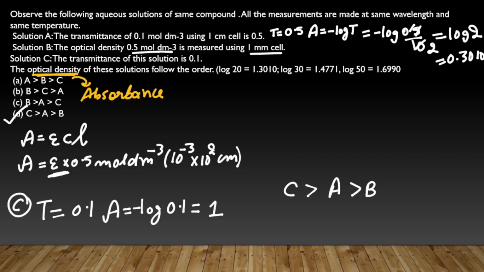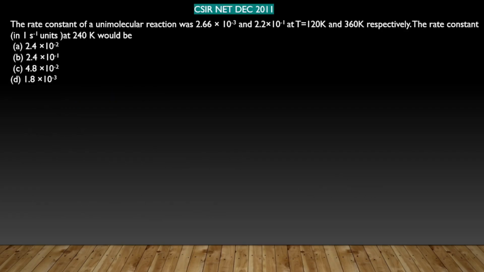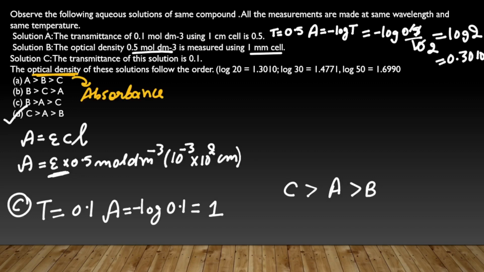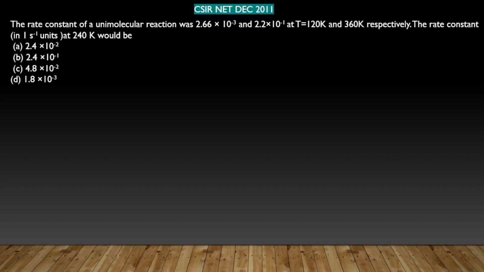Okay. Next one we have is this question. So these were all the questions from the June 2011 exam. Now for the December 2011 exam, let us see all the questions. This question says the rate constant of a unimolecular reaction was found to be this much and this much at the temperatures 120 Kelvin and 360 Kelvin respectively. What is going to be the rate constant at 240 Kelvin?